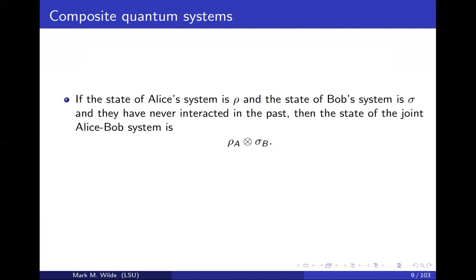I don't know if most people learn this operation in a standard linear algebra course, but it's very important for quantum computing and quantum information science. So the joint system will be described by the tensor product of Alice's density matrix rho and Bob's density matrix sigma. And then we use the system labels to say who has what. So we use A to say that part belongs to Alice and B to say that part belongs to Bob.